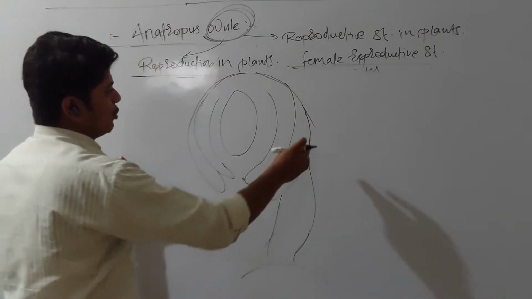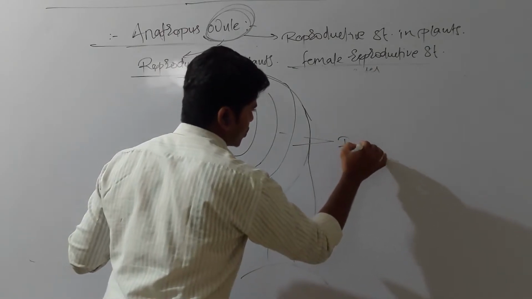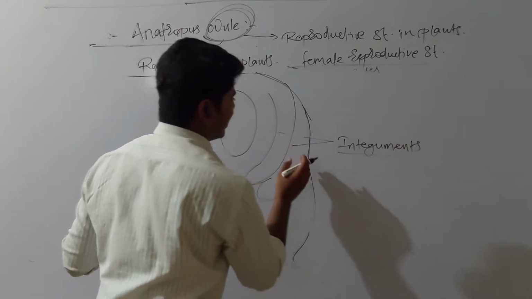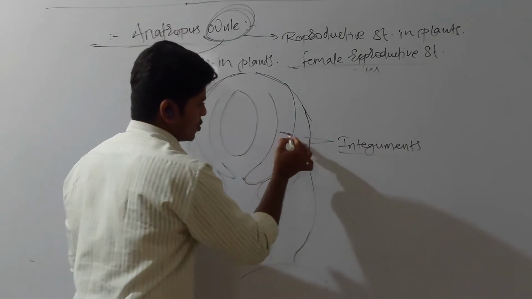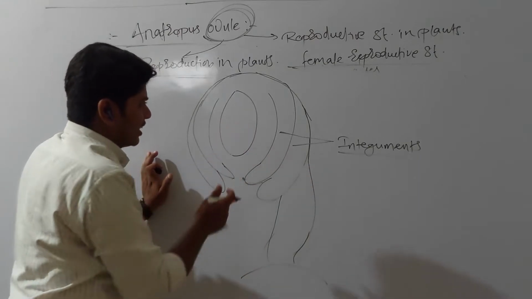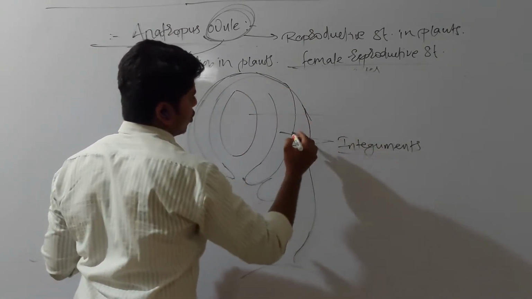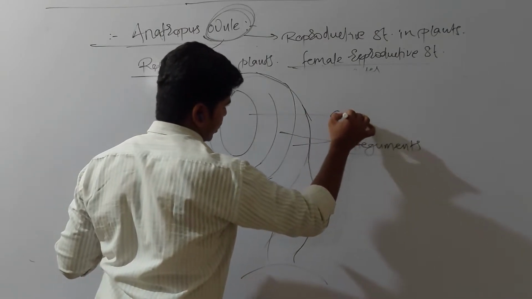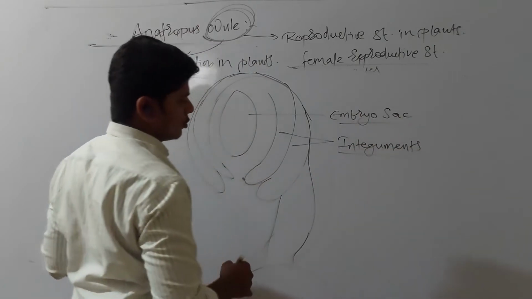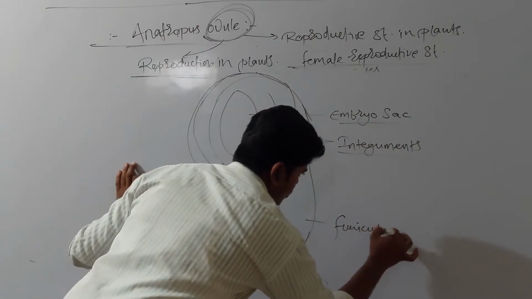So what does the ovule have? It has these two integuments. We call them integuments because they act as a protective structure to protect this ovule. Basically, this structure we call the embryo sac. And this is what we call the funiculus.